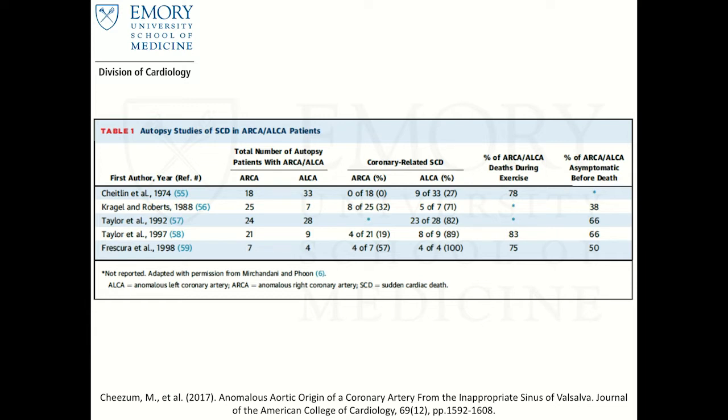The percentages, as you can see, are lower for the right coronary, although still a wide variation, but there's still certainly some risk involved with having an interarterial anomalous right coronary. The two other points I'd like everyone to take away from this slide are that a lot of these patients died during exercise, so there seems to be something with exercise and transient ischemia that really puts these people at risk for sudden death. And finally, and disturbing, and what makes it challenging for us as cardiologists, is that a lot of these patients were asymptomatic before they died. Anywhere between around 40 to 70% had no symptoms whatsoever until they had their sudden cardiac death, which makes risk stratifying these patients very challenging.